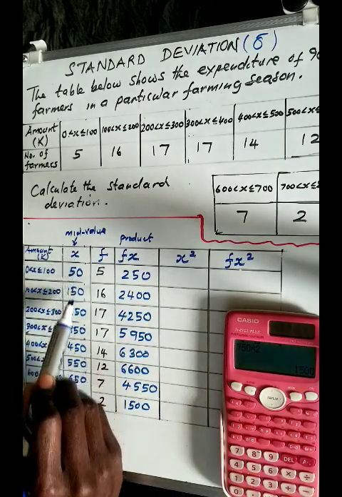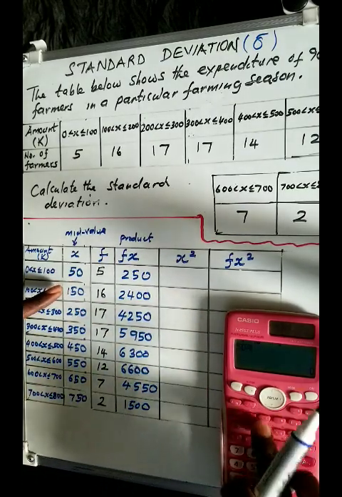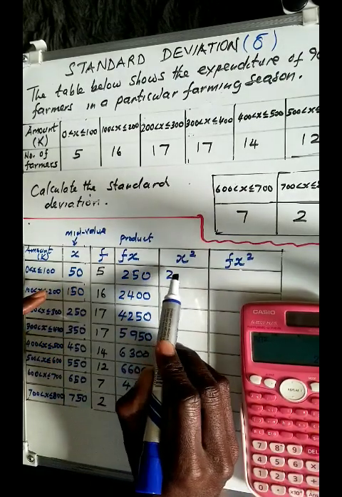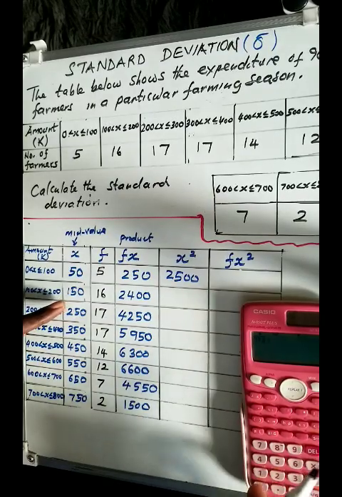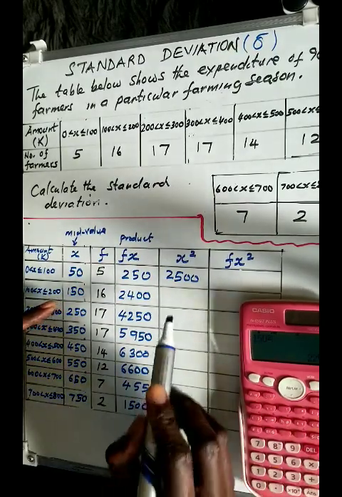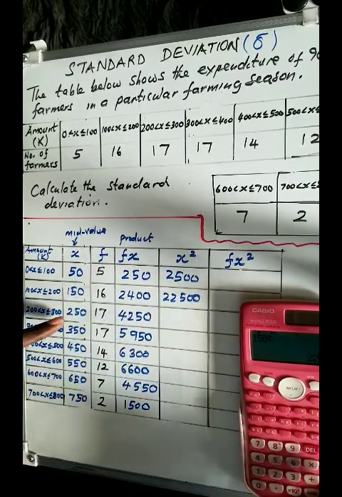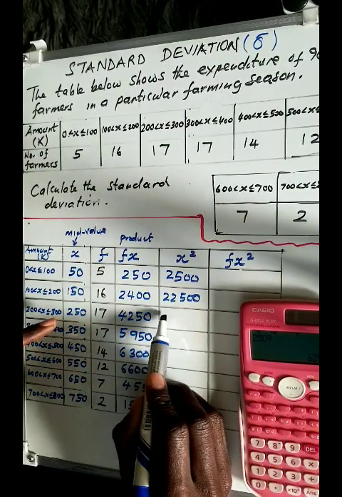So now how do you get the value x to the power 2? Meaning you get these mid values and you square them. For example, 50 raised to the power 2 on your calculator is going to give me 2,500. Then I go to this one, 150 raised to the power 2. That is going to give me 22,500. Then 250 raised to the power 2 will give me 62,500.